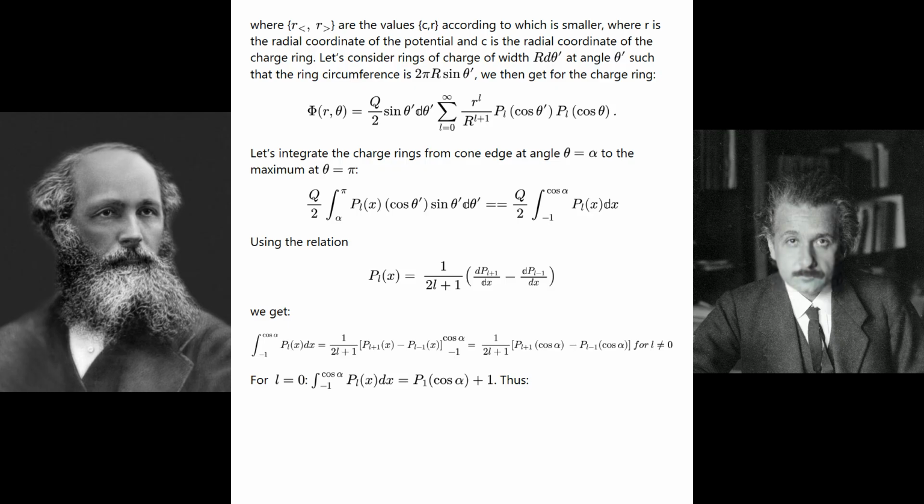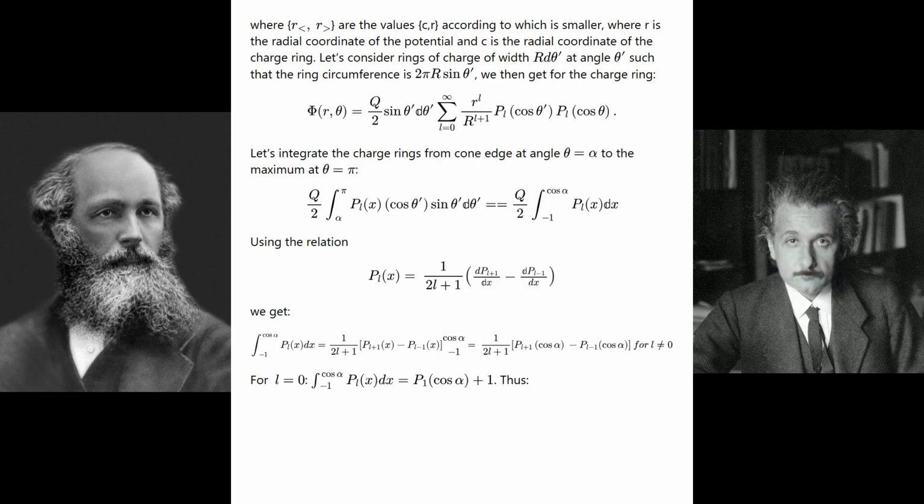Let's consider rings of charge of width r d theta prime at angle theta prime such that the ring circumference is 2 pi r times the sine of theta prime. We then get for the charged ring, see the equation. Let's integrate the charged rings from the cone edge at angle theta equals alpha to the maximum at theta equals pi. See the equation. Using the relation shown, we get, see the equation.